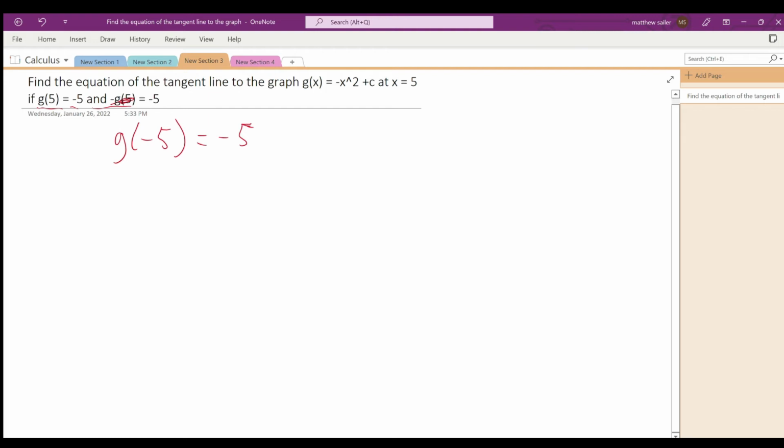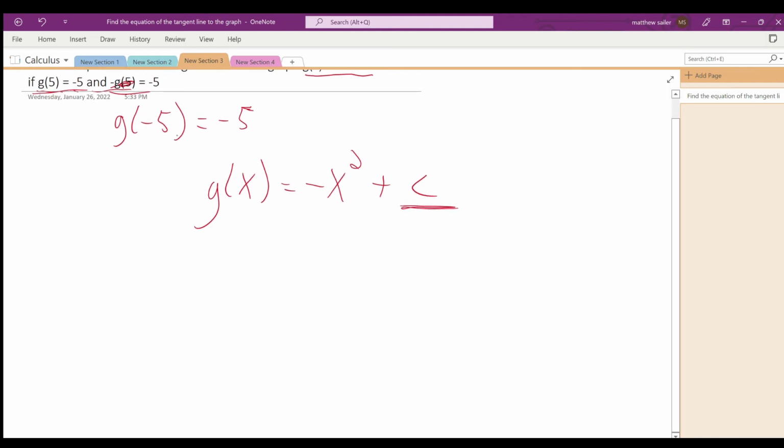Okay, so the first thing I want to look at is the equation of the line here. So we have a line g of x equals negative x squared plus c. We do not know what this value of c is just yet, but we can solve for it using either of these. By plugging these in, they should both result in the same value of c. Or excuse me, this one and this one, because this is not correct. Okay, so let's plug in g of 5 equals negative 5.